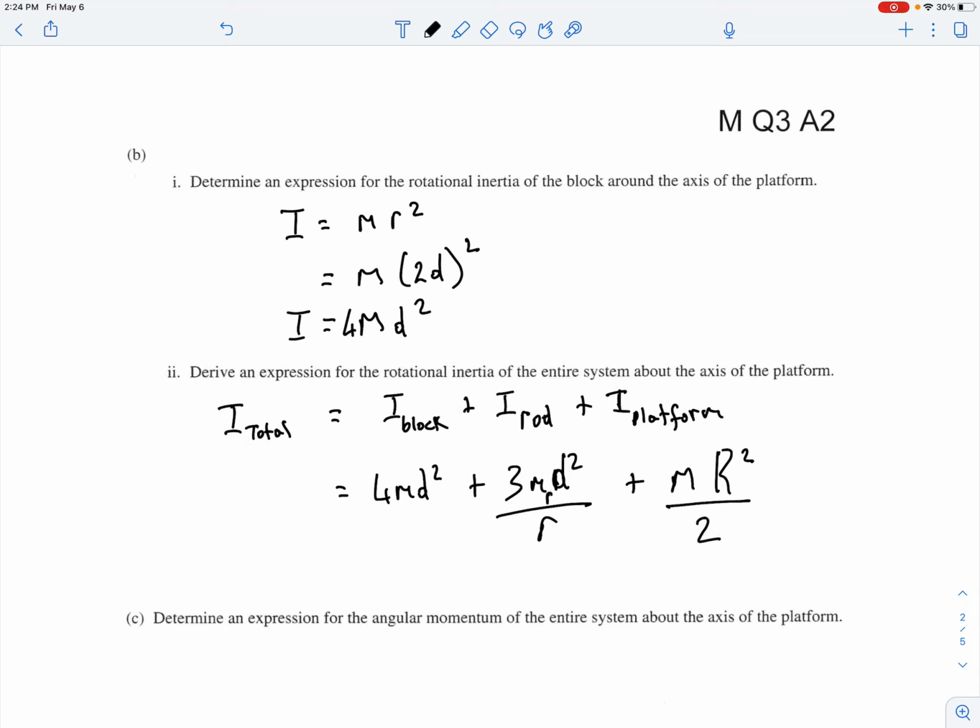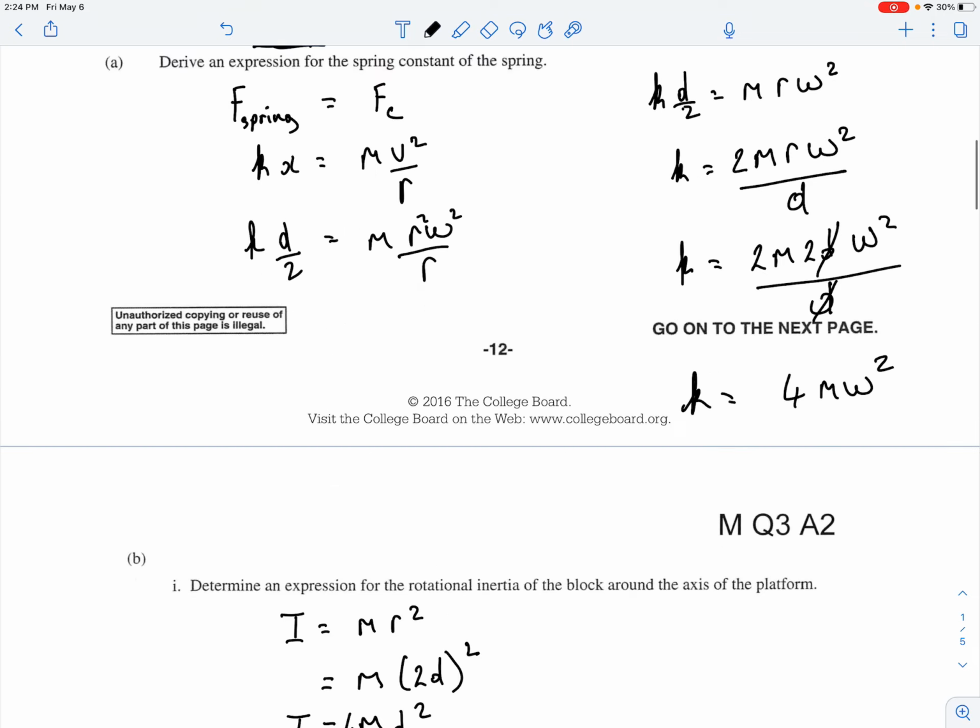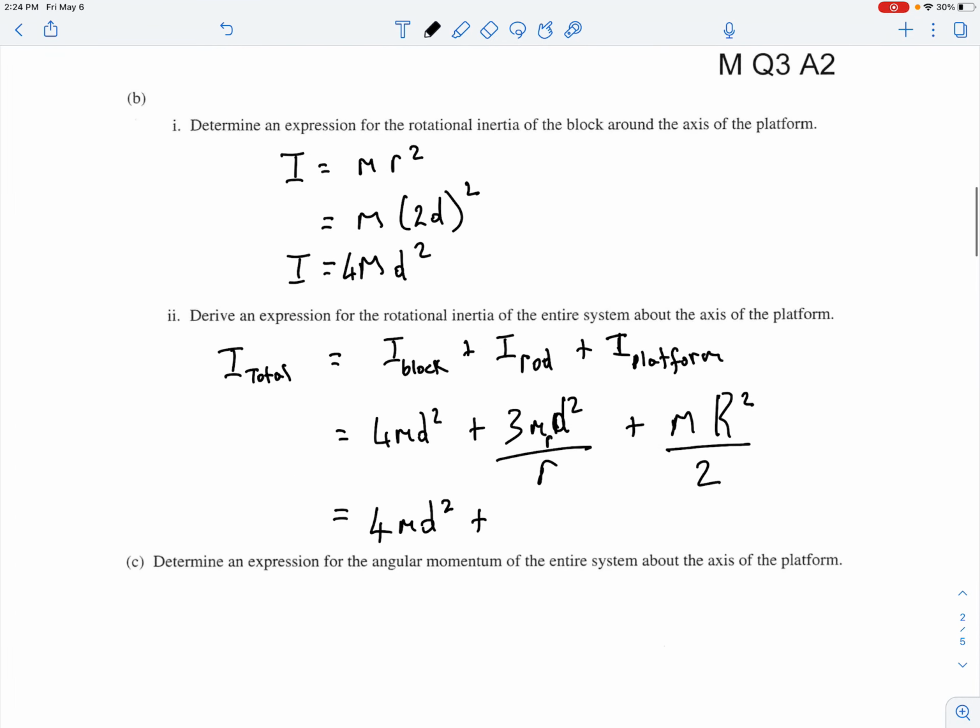And then you're going to substitute in there, right? So you're going to substitute, what is this? Is it over r or over 3? No, it's over 3. So it's 3mrd squared over 3 plus, what's big R? Big R would be the total thing of that, so it would be 2d. So that would be 2m(2d) squared over 2. And simplify that. When you simplify that, I think it becomes 15.